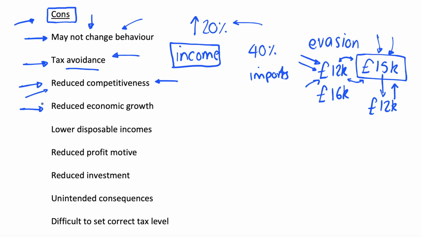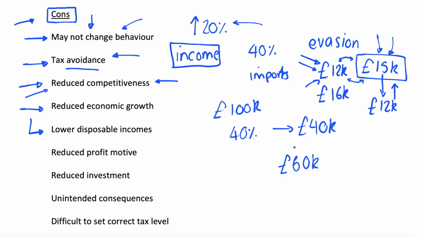We can also see reduced economic growth from taxation, and this ties in with a few points below it. One way in which we see reduced economic growth is that people have lower disposable incomes. If, for example, your income was originally going to be £100,000 per year, but you've got an income tax of, say, 40%, and it is more sophisticated than this, we have bands of income tax, but just for simplicity, let's say that someone is taxed away £40,000. Well, then they only have £60,000 left to spend on goods and services.